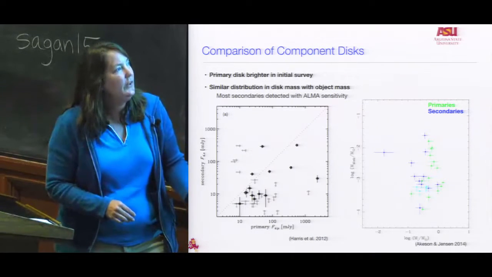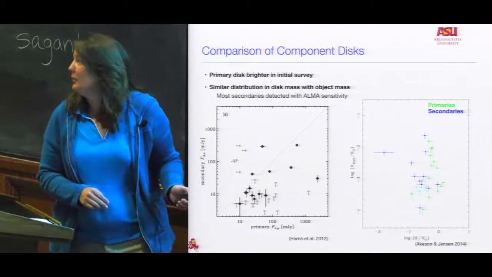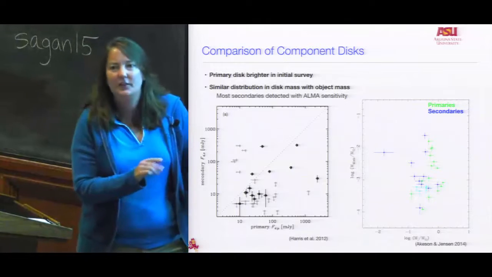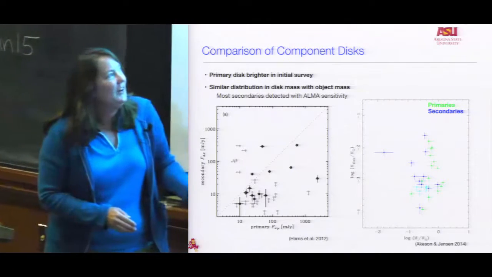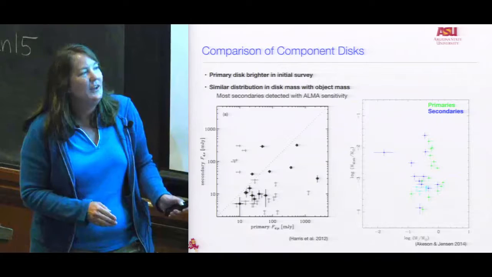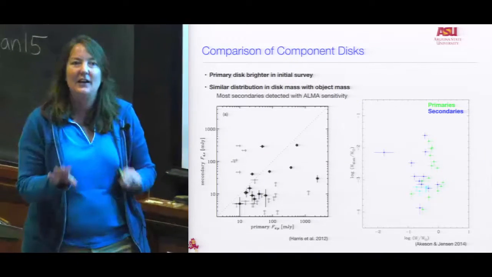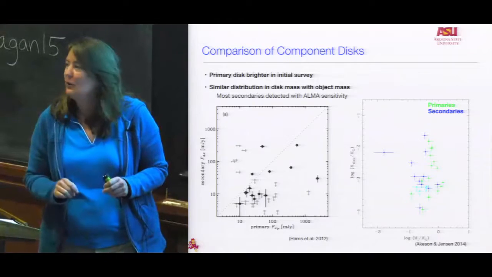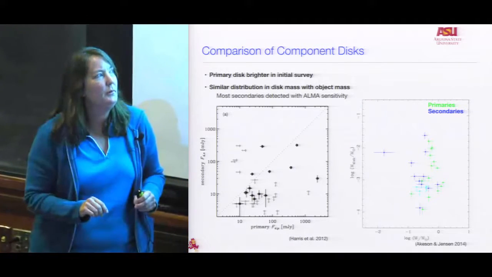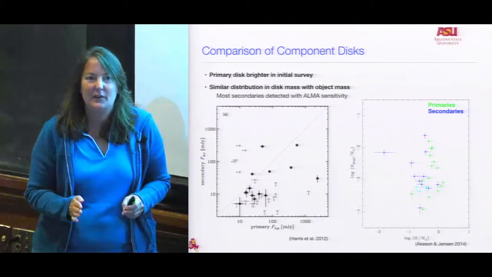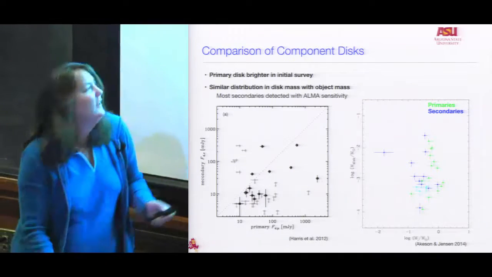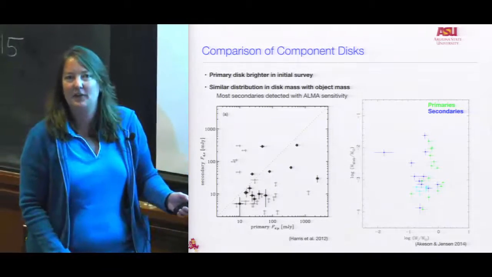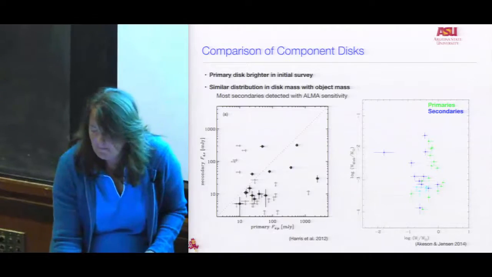However, in a more recent study with greater sensitivity from ALMA, what's plotted here, it's a little different scale, but what you see are the fluxes taking into account the different mass of the primary or secondary. With ALMA, most disks were detected, around both components, and if you think about the mass of the object, then the distribution of disk masses is similar.